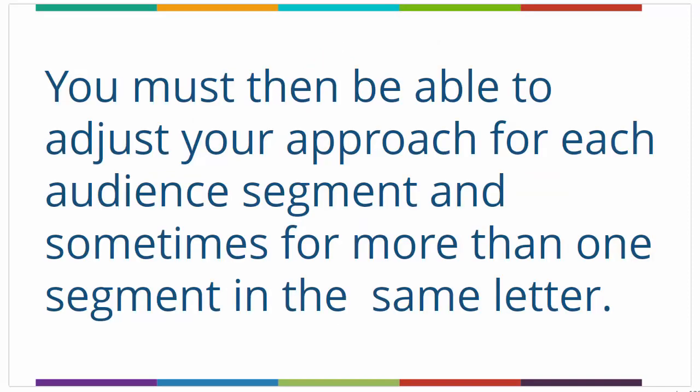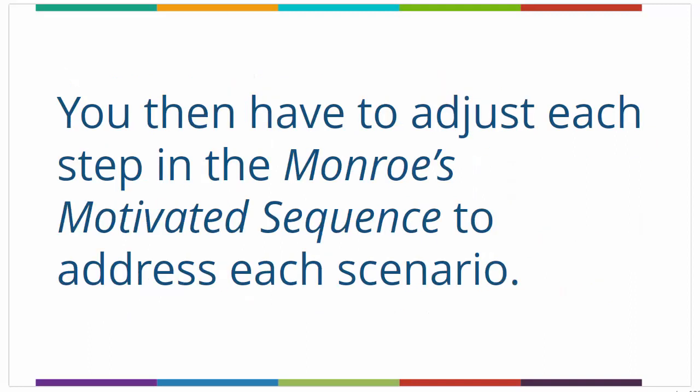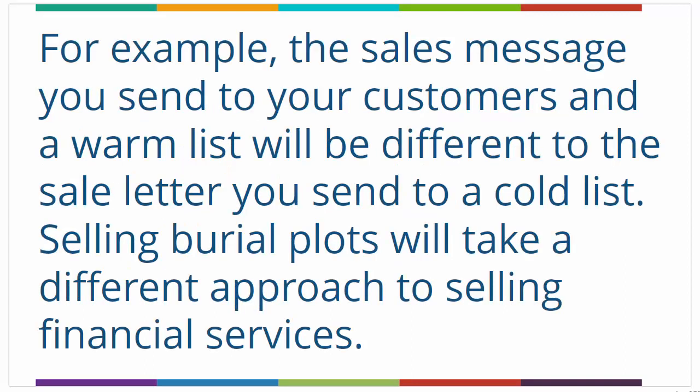So you must be able to adjust your approach for each audience segment, and sometimes for more than one segment in the same letter. You then have to adjust each step in Monroe's motivated sequence to address each scenario. For example, the sales message you send to your customers on a warm list will be different to the sales letter you send to a cold list. Another example would be that selling burial plots will take a different approach to selling financial services.